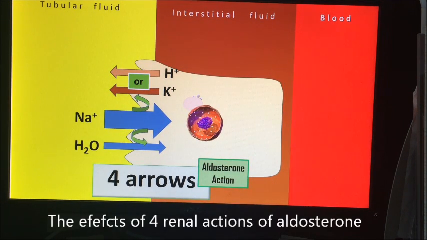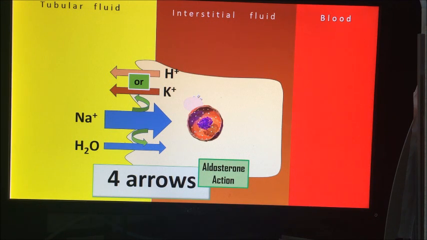Now, what are the effects of the four arrows or four actions of aldosterone? First, sodium ions that have entered the cell activate the sodium-potassium pump in the basolateral border. The pump transports sodium out of the cell into the interstitial fluid. Sodium ions then diffuse into the blood of the peritubular capillaries.